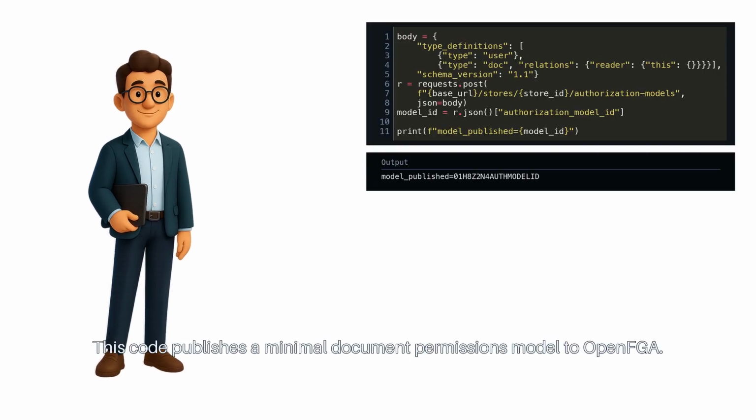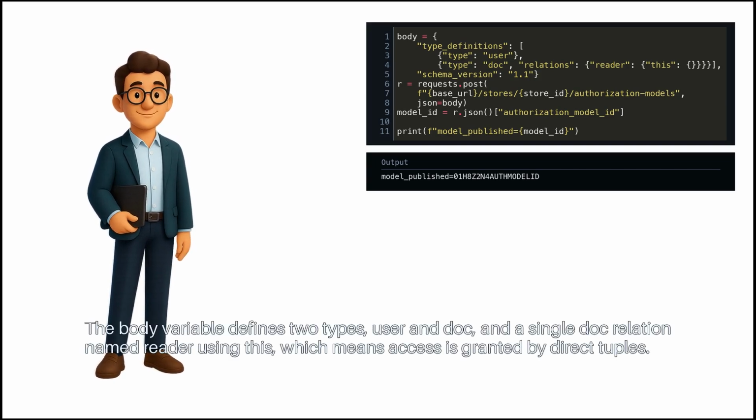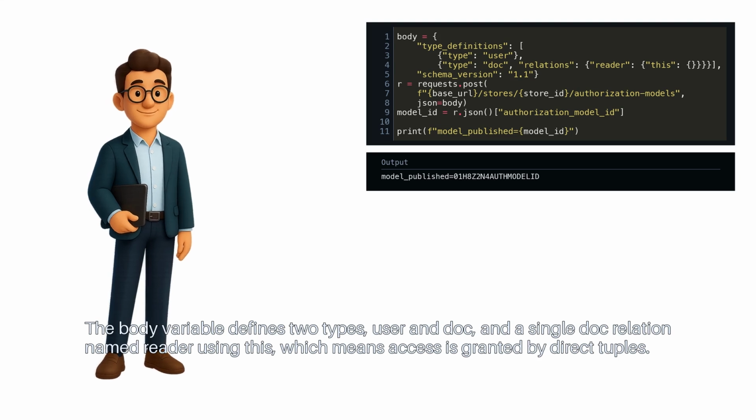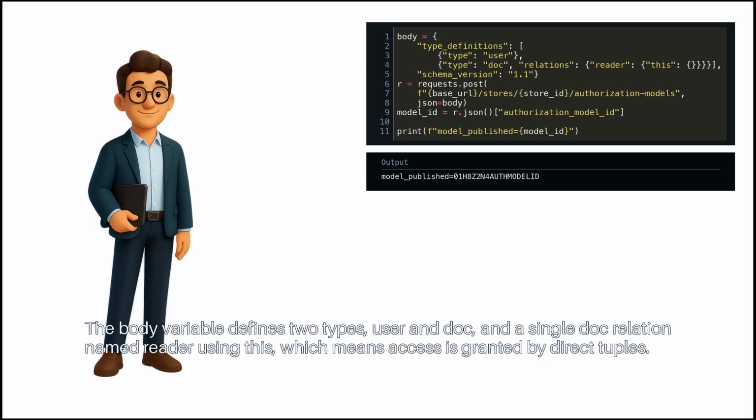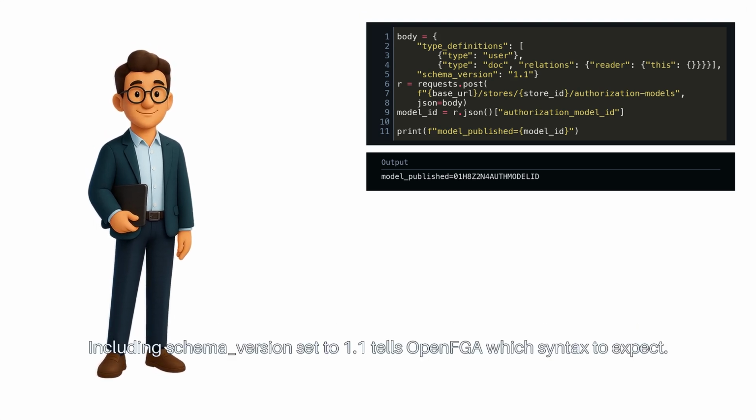This code publishes a minimal document permissions model to OpenFGA. The body variable defines two types, user and doc, and a single doc relation named reader using this, which means access is granted by direct tuples. Including schema version set to 1.1 tells OpenFGA which syntax to expect.